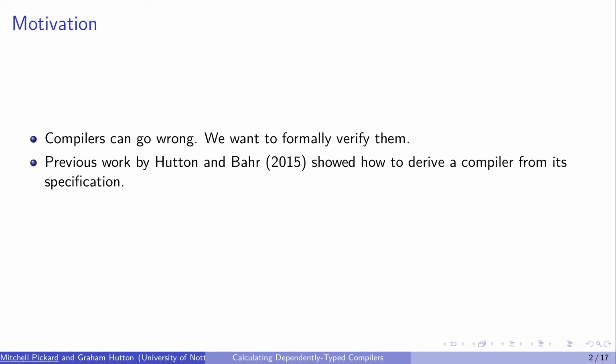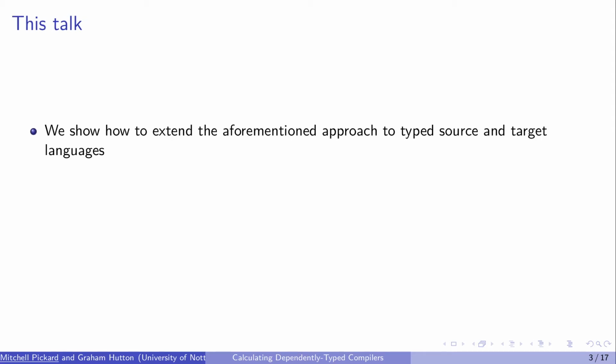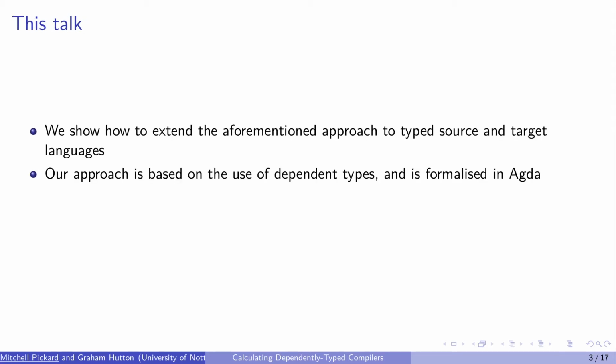Previous work by Hutton and Bahr showed an alternative way of formally verifying a compiler. Rather than writing a compiler and then formally verifying it, they show how to derive a compiler from the specification. So given a language specification, you can go through a calculation process, you get a compiler out of the other side, and then you also get a proof of the formal verification of the compiler for free. But their approach so far only deals with untyped languages. We want to show how to extend that approach to typed source and target languages.